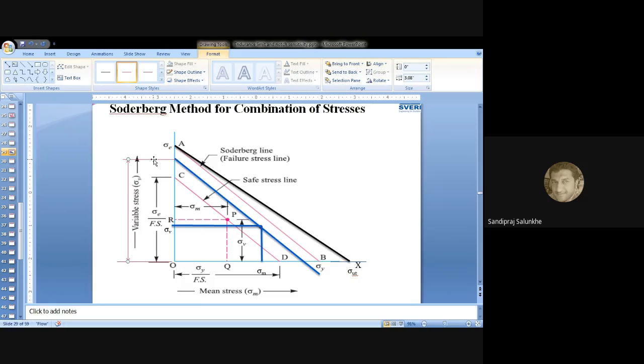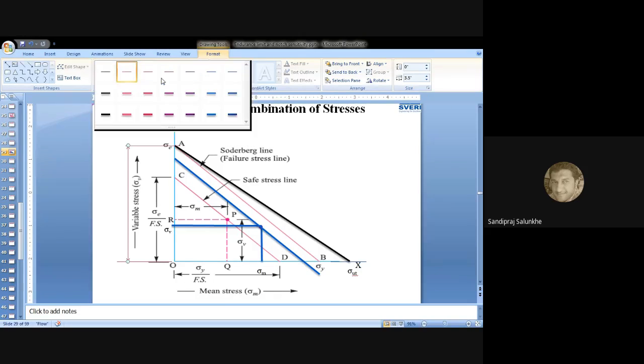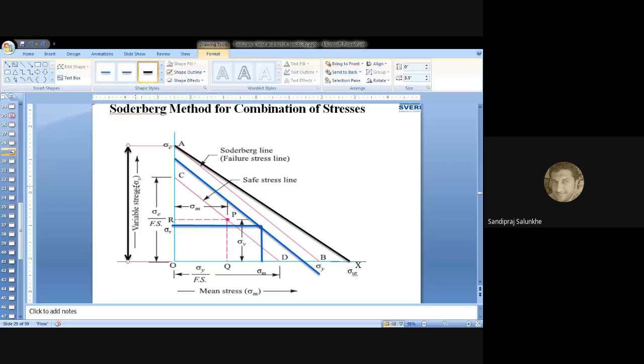If I am going to consider this stress as an endurance stress only, what will be the factor of safety? Hello? For this black line, what will be the factor of safety? Abhijit?